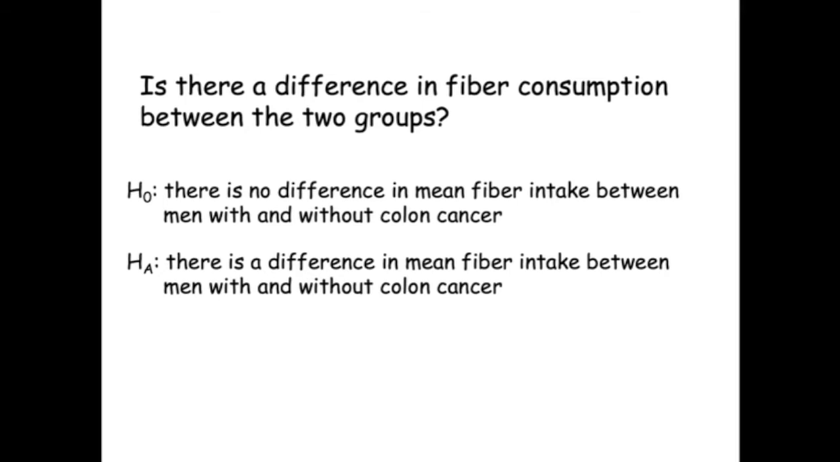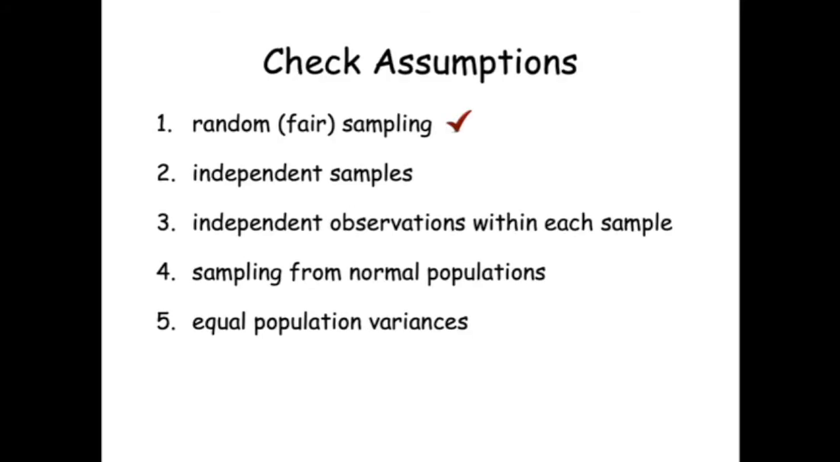The null hypothesis is that the population means are equal, or that the difference between means is 0. The research hypothesis is that the means are not equal, or that the difference is not 0. The first assumption is met, and we have independent samples. It is also not likely that knowing one subject's fiber consumption will tell us anything about another subject's fiber consumption.